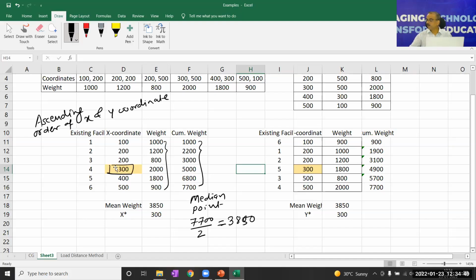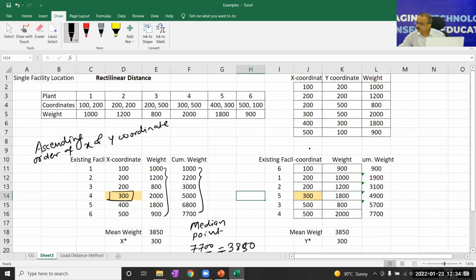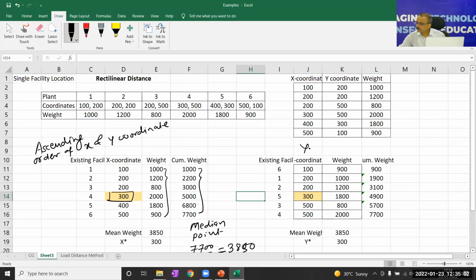Similarly, for the Y coordinate, what you have to do? You have to arrange those in an ascending order of the Y coordinate. So this is for the Y coordinate. So similarly, you have to arrange the facilities in the ascending order of the Y values. So for example, if you arrange it in an ascending order, you will see that the sequence will be in terms of 6, 1, 2, 5, 3, 4.